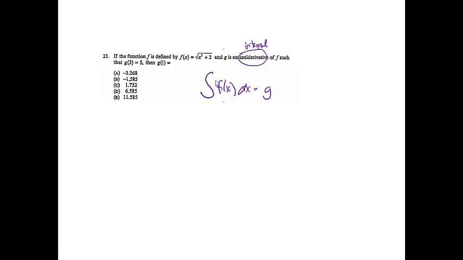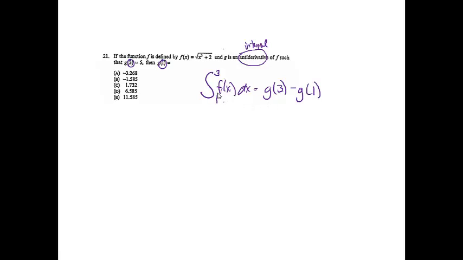Okay, so I'm going to put some limits on here. I notice that we're given an x value of 1 and an x value of 3, so I'm going to put 1 and 3 on there. And so I know if I take the integral of 1 to 3 of f of x, I'm going to get g, but notice I do have to evaluate g at my endpoints. So this is going to equal g of 3 minus g of 1.